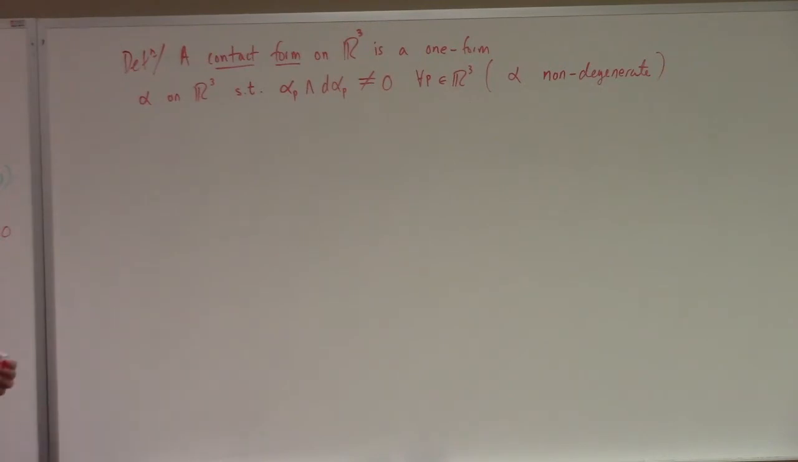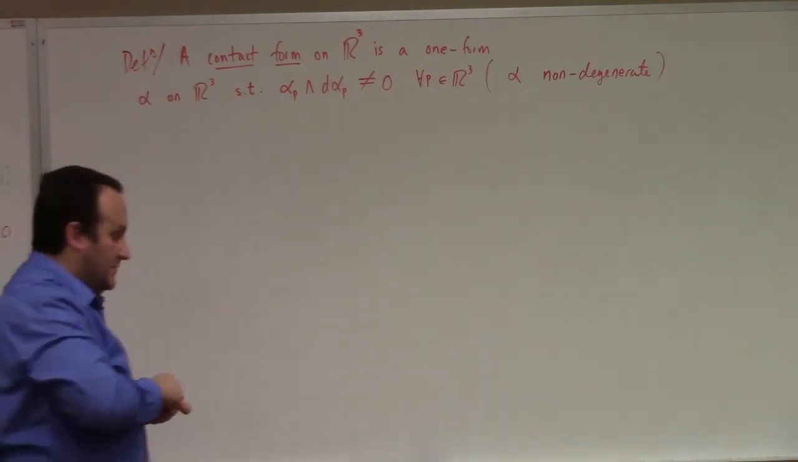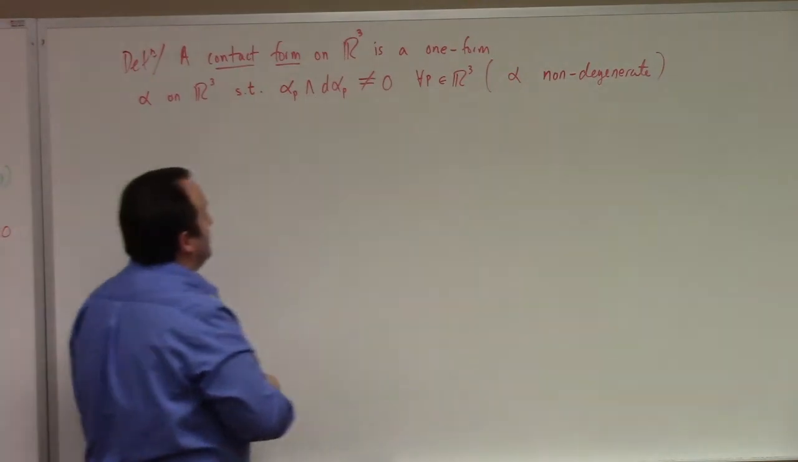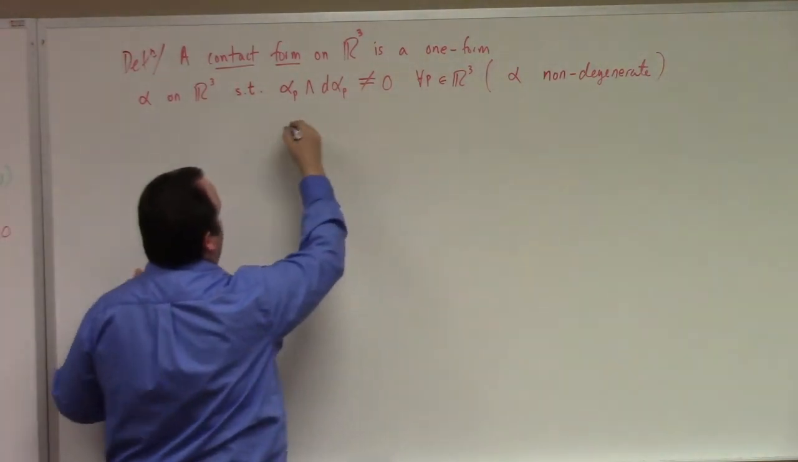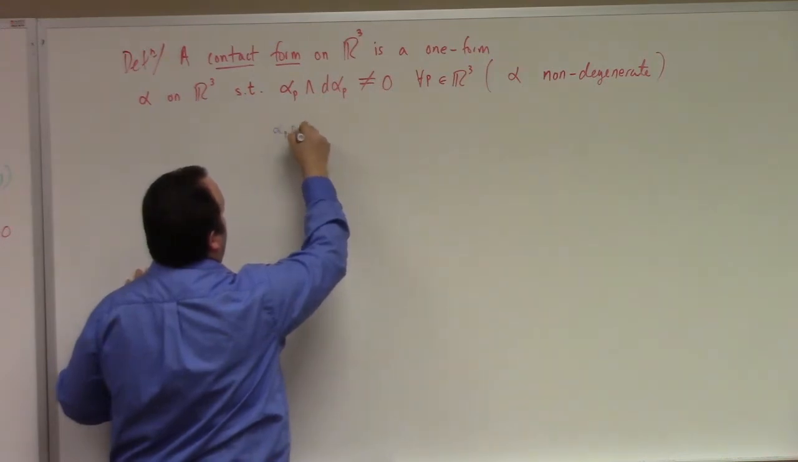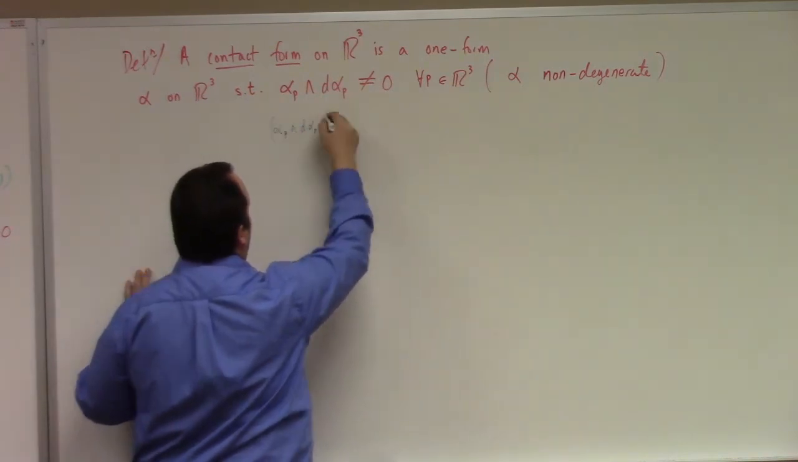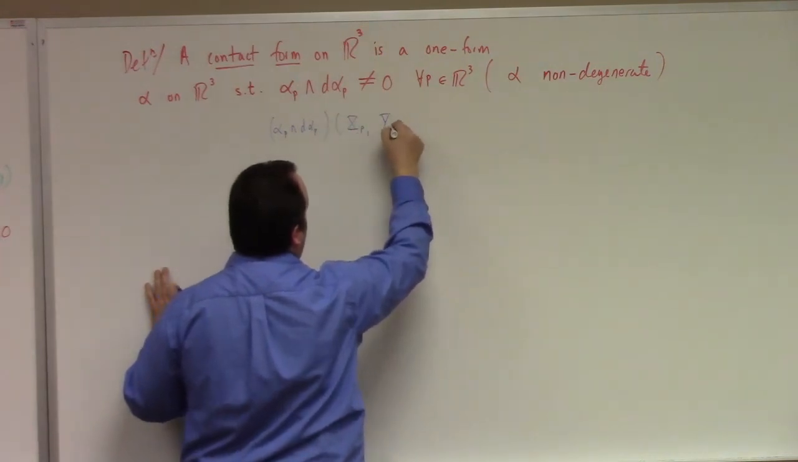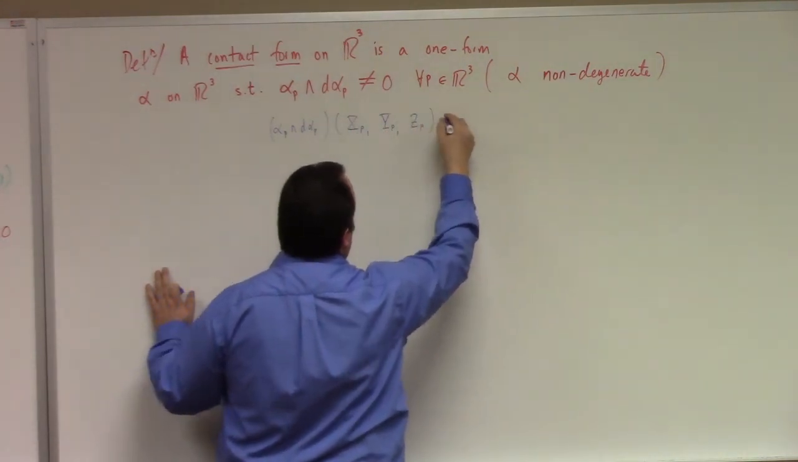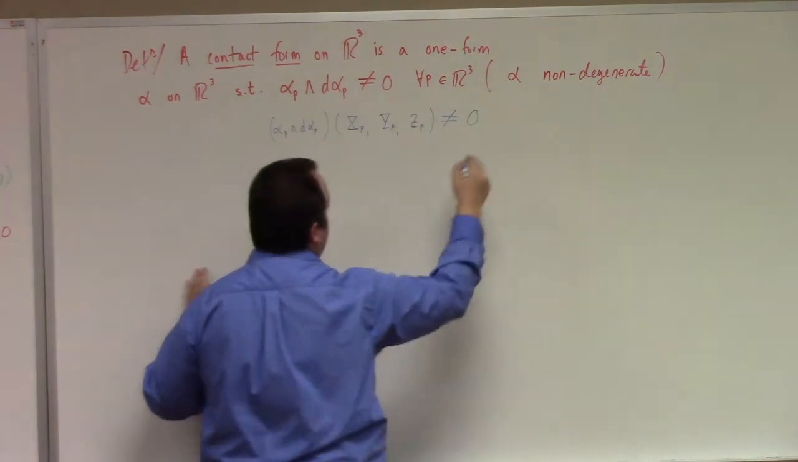Of course, what does that mean pragmatically? What does it mean to say that this wedge product is not 0? It means if you take alpha p wedge d alpha p and feed it any triple, any basis, x, y, z, we get non-zero.